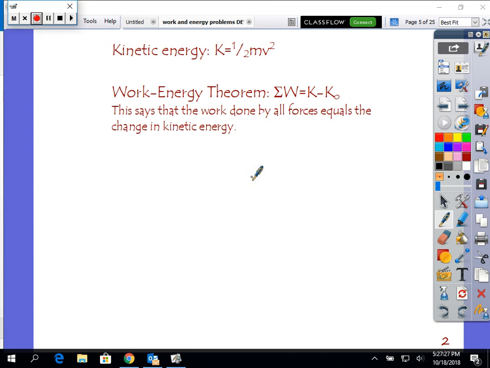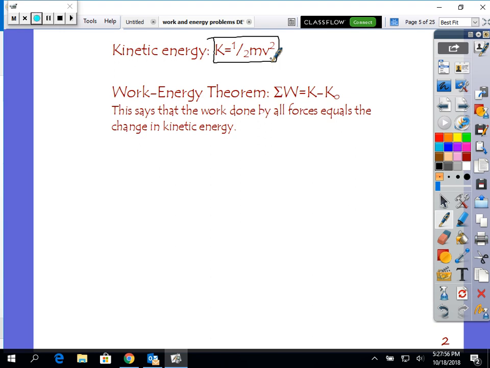This podcast covers the work energy theorem. First of all, we need to know about kinetic energy. That is seen up here. Kinetic energy is the energy that something has when it's in motion. It equals 1/2 times the mass of the object times its speed squared. Like work, kinetic energy is measured in joules and it is a scalar.